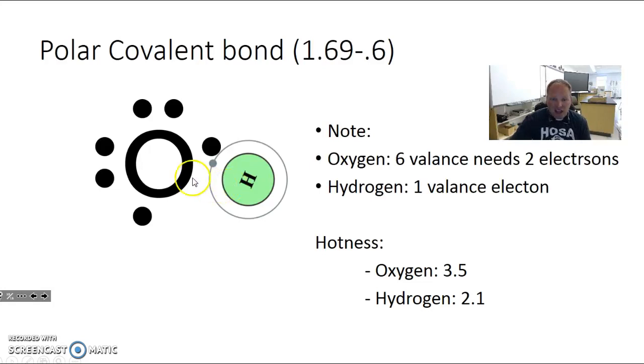The problem is he wants 8. Hydrogen only has 1 to give. So right now I have 1, 2, 3, 4, 5, 6, 7. So what happens is another hydrogen comes along, and now they have 8. So if oxygen shares these 2, he becomes stable.